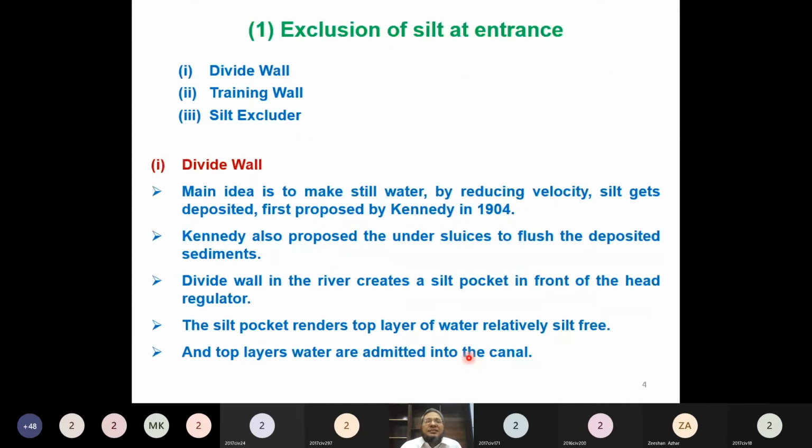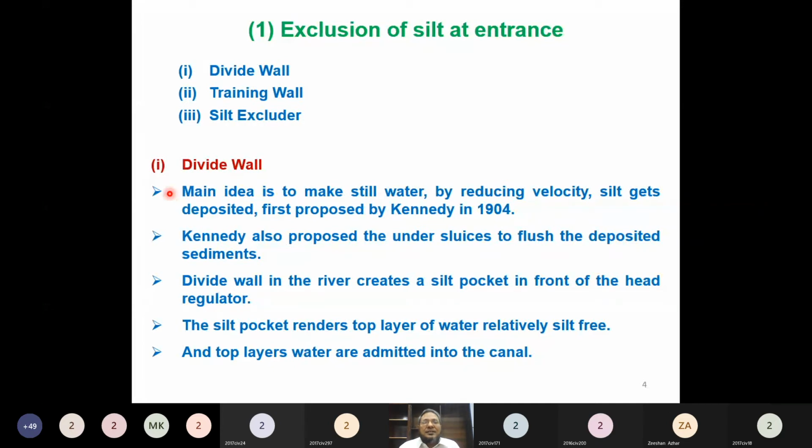Now we will discuss number 1, exclusion of silt at entrance. For this purpose, we may require these 3 hydraulic structures. Number 1, divide wall. Sometimes we may require a training wall. And the second is the silt excluder. Okay. Now, first of all, we want to discuss the divide wall, and we know what a divide wall is.